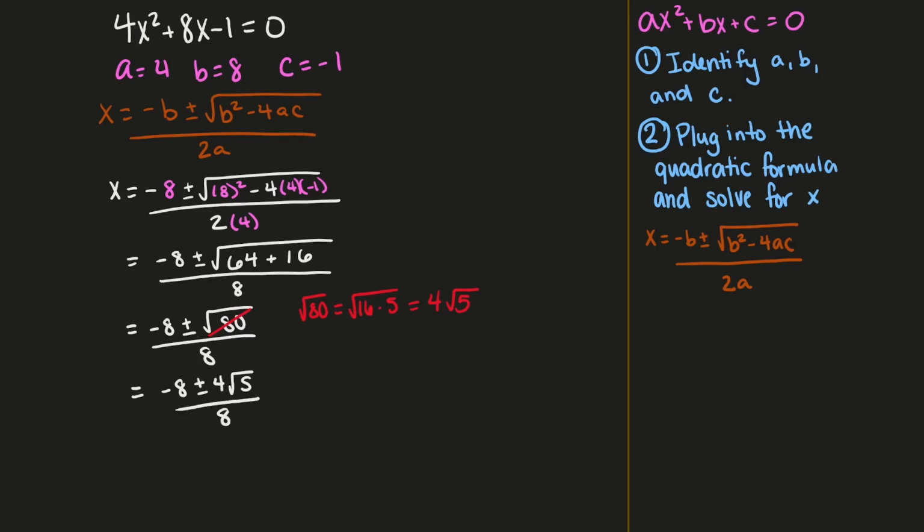And this can all be simplified. Every single term can be divided by 4. So if we factor out a 4 from everything, we're left with 2, 1, and 2. So our x is equal to negative 2 plus or minus the square root of 5 over 2. And that's our answer.